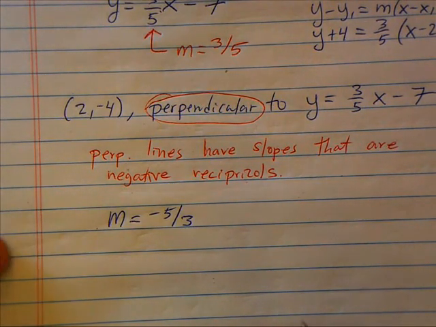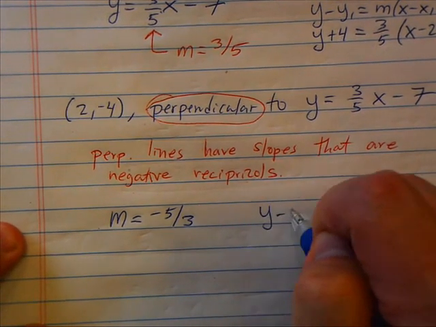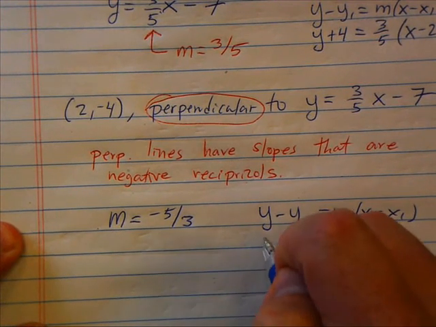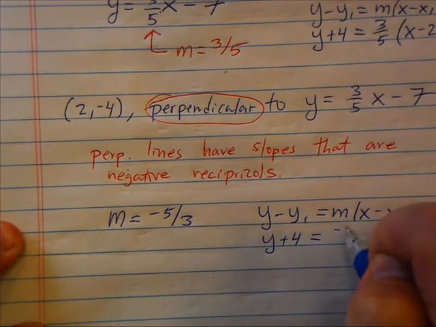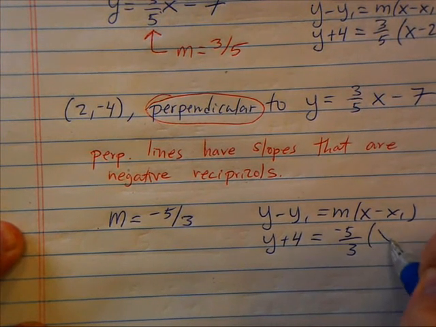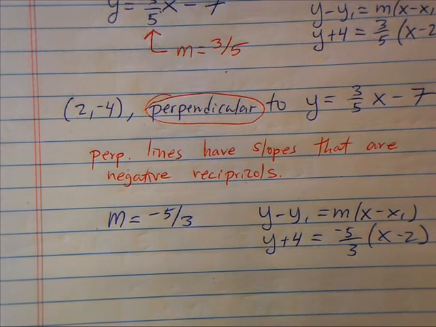All right, so now we know our answer. Once again, I would use y minus y1 is m times x minus x1. y plus 4 is -5/3 times x minus 2. Questions on that?